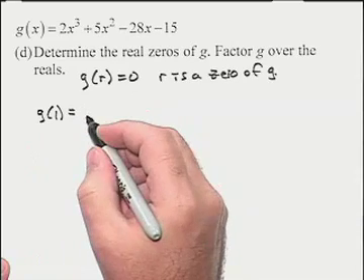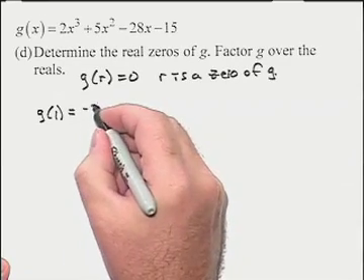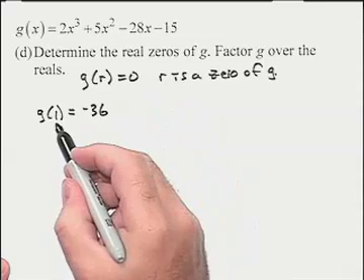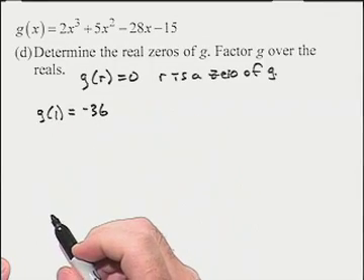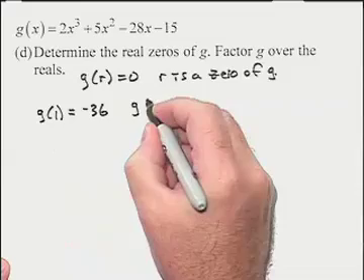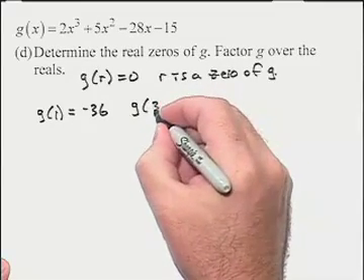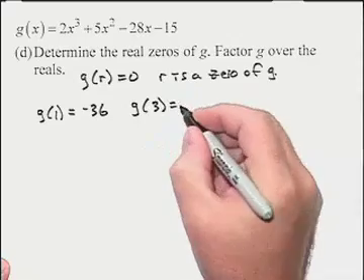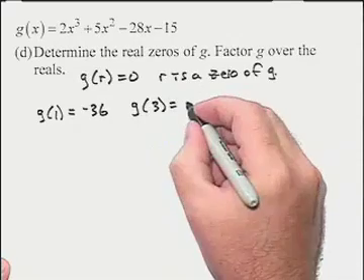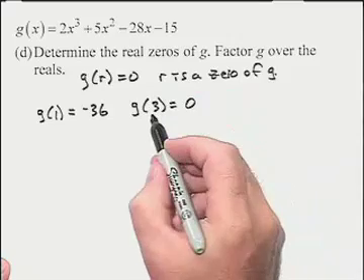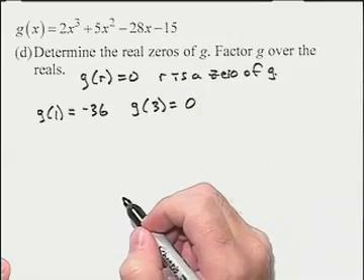If we evaluate the function g at 1, we get negative 36. Since g of 1 is not equal to 0, 1 is not a 0 of the function. If we try the next positive integer, g of 3, g of 3 will give us the value of 0. Since g of 3 equals 0, we know that 3 is a 0.